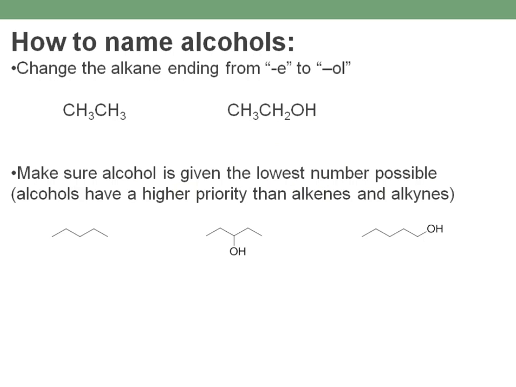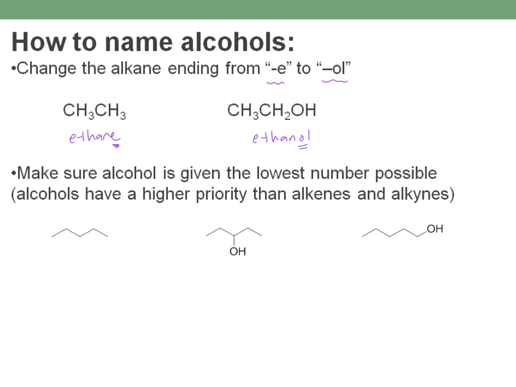So the biggest thing is that you're just going to change the alkane ending from E to OL. For example, if you have ethane, we're going to drop that E and change it to an OL, so this would be ethanol. Ethanol, right? So we drop the E, change it to OL. That's all you really need to do.